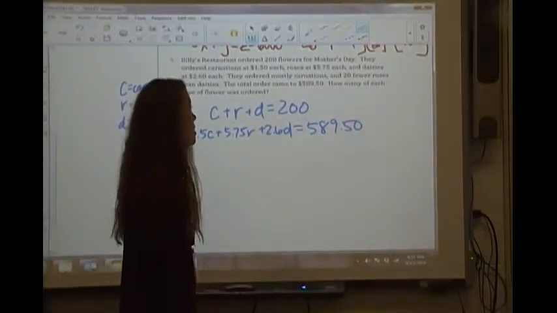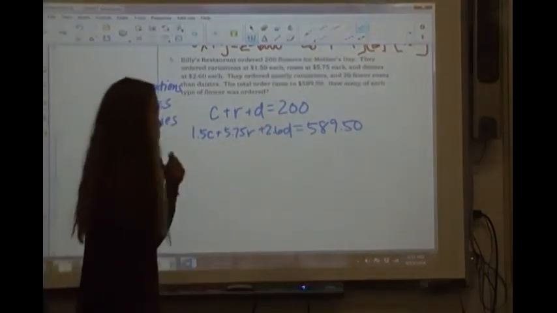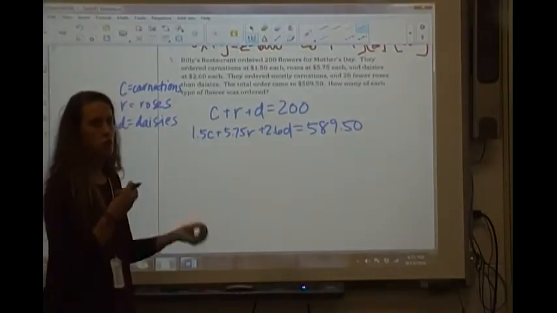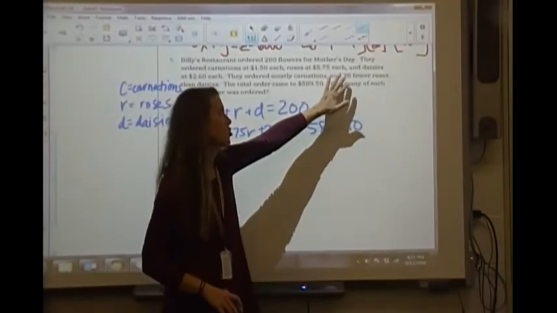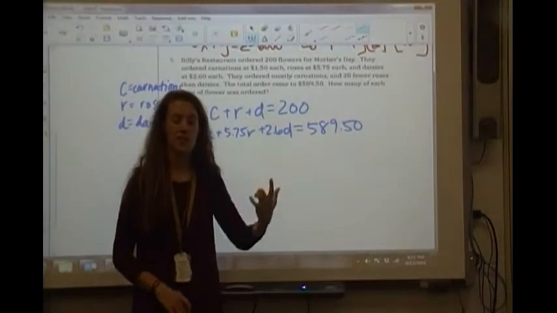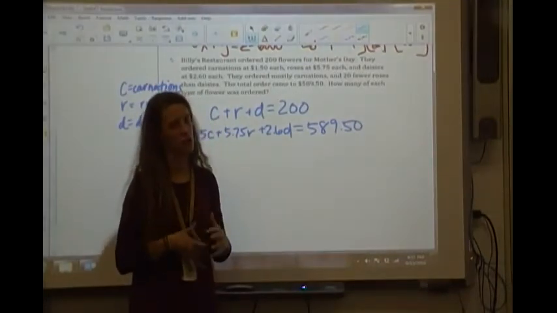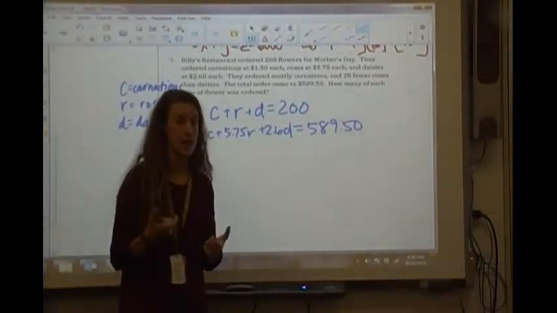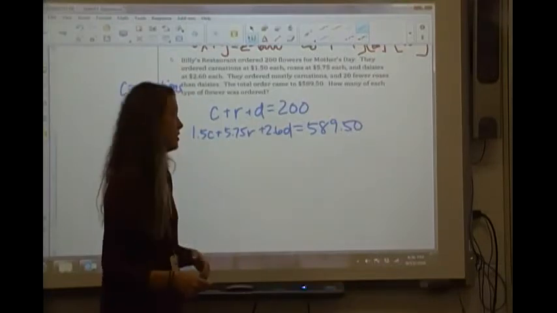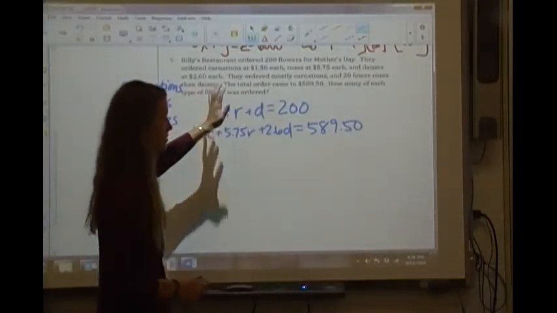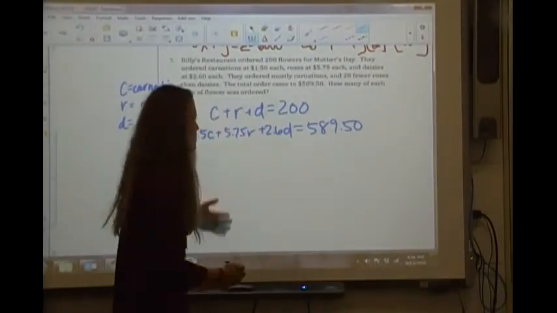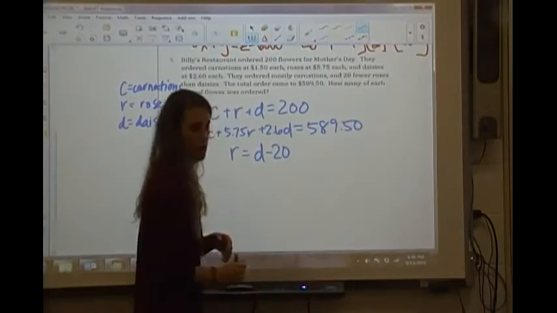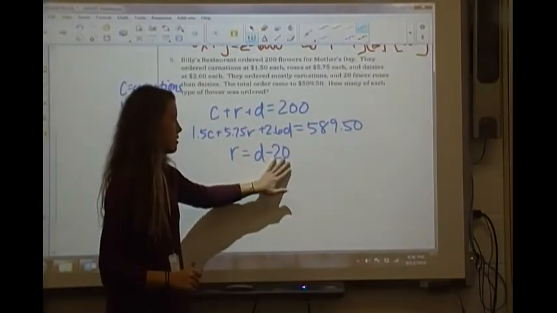The last equation talks about how many of the flowers they ordered. They ordered mostly carnations, which really isn't a specific number that we can use in our equation, so we're just going to care about the fact that there's 20 fewer roses than daisies. This is another one of those things where I look at it and I'm not sure exactly what that means. So I always ask myself, which one has less? Is there less roses or is there less daisies? Well, this says 20 fewer roses than daisies, so there's going to be less roses. So if I take the roses and equal that to the daisies minus 20, that means that there's 20 less roses than daisies.